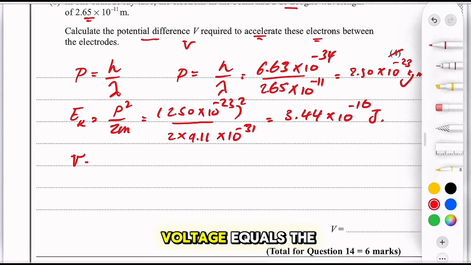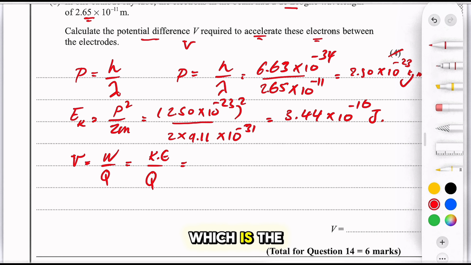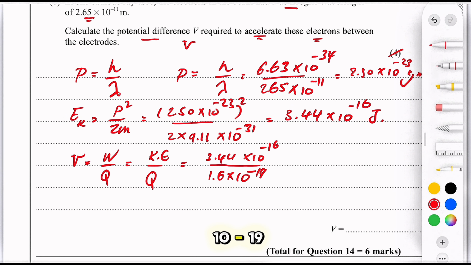Remember that the voltage equals the work done divided by the charge, which is the change in kinetic energy divided by the charge Q, and that gives us the voltage. So the kinetic energy 3.44 times 10 to the minus 16 divided by the charge, which is 1.6 times 10 to the minus 19 coulomb. The correct answer is 2000, or 2100 volt.